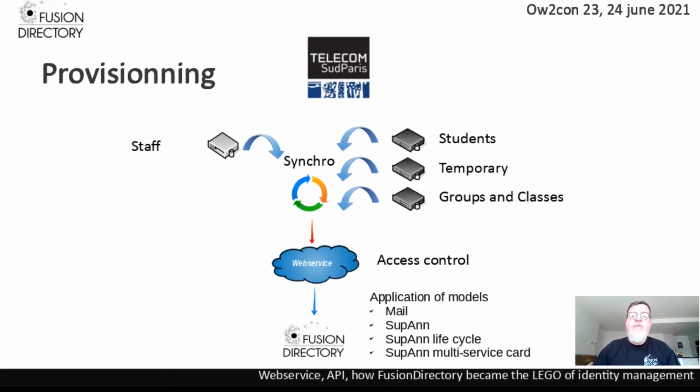Here you have an explanation of the provisioning at Telecom Sud Paris. As you can see, you have a staff database and you have students, temporary, groups and classes. All goes to the same synchronization process. They go to the web service of FusionDirectory, which is doing the access control, and then with the application of the template, it automatically creates the user, the Zimbra mail, Supann, Supann layer physical, and Supann multi-service card with the access card.